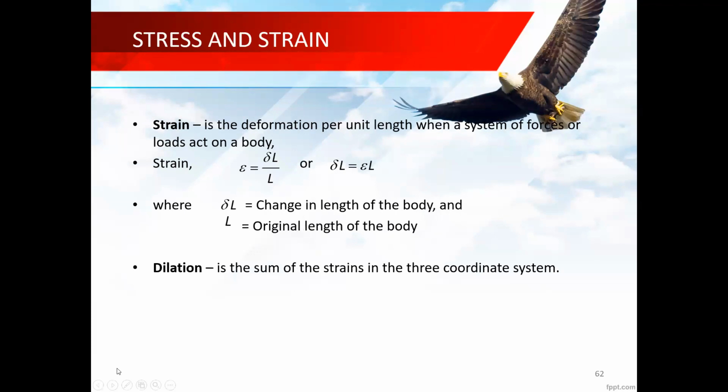Strain is the deformation per unit length when a system of forces or loads acts on a body. Strain is equal to epsilon or delta L over L, or delta L is equal to epsilon L. So actually, pwede mo ang tanggalin yung L dito sa isa. Isang buo yan. Delta L, change in length of the body, and L is the original length of the body. Yeah? Huwag mong cancelin yung L. Okay? Dilation is the sum of the strains in the three coordinate system.